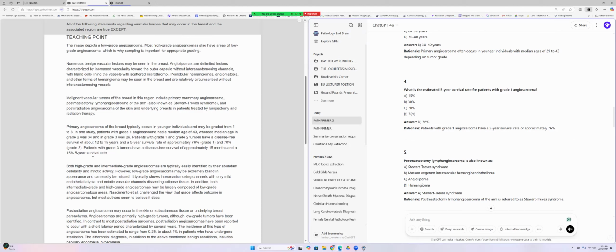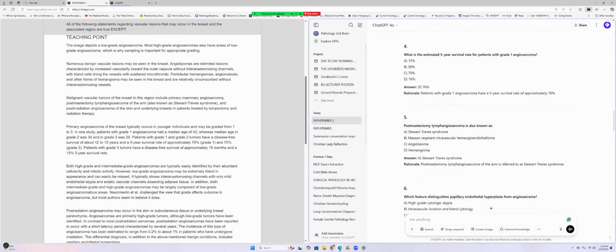What's the name of this thing now? For the angiosarcoma. Wow. Did you get it? Yeah, I got it. Okay. Let's go. Question number 5.